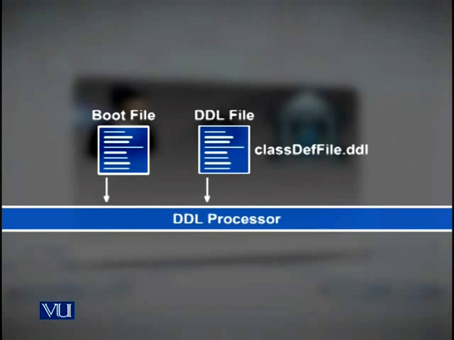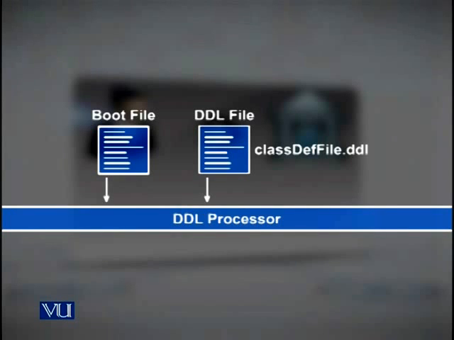In this slide, you can see that at the top, we are given two files. One is the boot file and the other is the DDL file. The boot file is basically the FDB file. This is the file that is created when you create a federated database. You can do this through a tool or through the assist, which is a tool provided by Objectivity DB. So the boot file represents the FDB, and the DDL file is the file where you have defined the schema. These two files are given to the DDL processor.